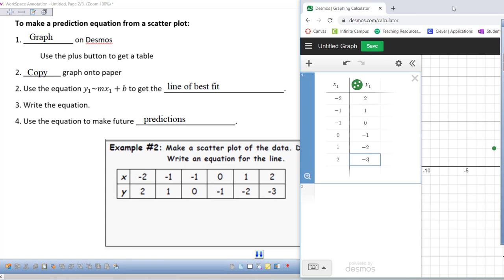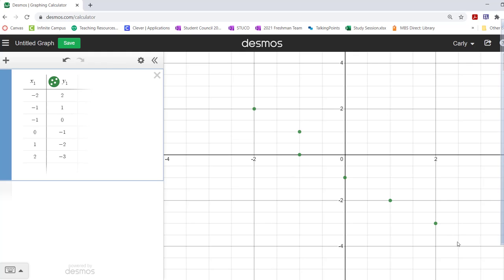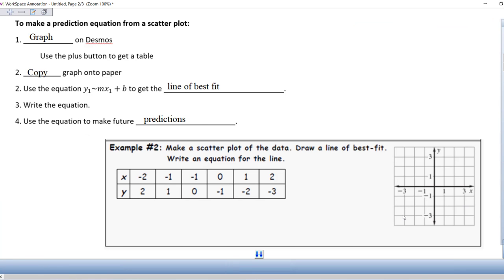Then once we have all of those points, we can see them on the graph here. Sometimes if we have big numbers and I won't be able to see, we can use this magnifying glass and it will zoom to show all of our points. This one we can see has a negative correlation. Now we're going to find the equation. So we're going to do this y sub 1 squiggle mx sub 1 plus b to get our equation.